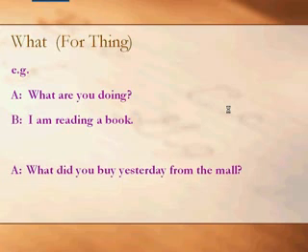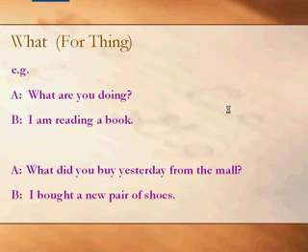A: what did you buy yesterday from the mall? B: I bought a new pair of shoes. So here A wants to know what B bought yesterday from the mall. So B says that he bought a new pair of shoes. So what thing he bought, right? So whenever you want to know about anything, you should start your sentence with what.